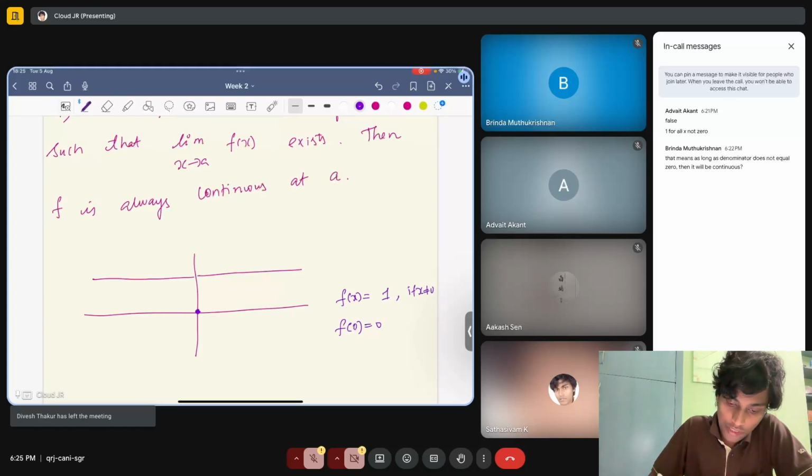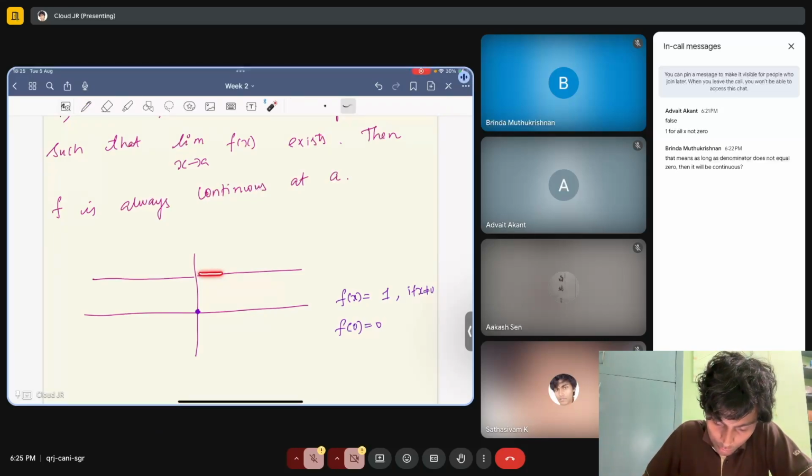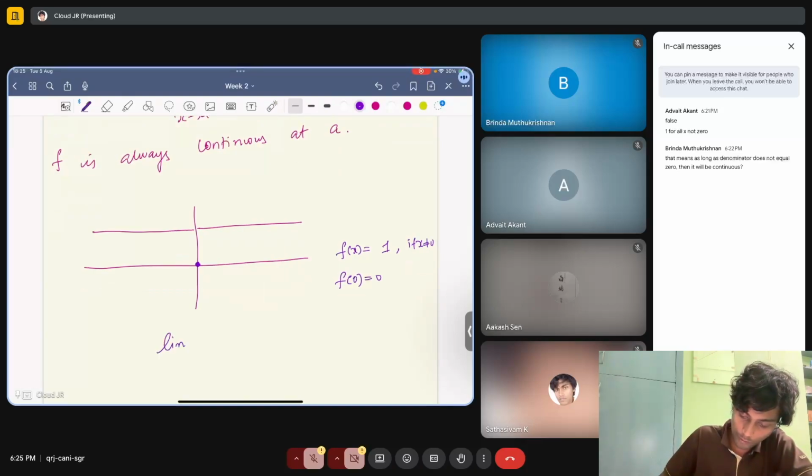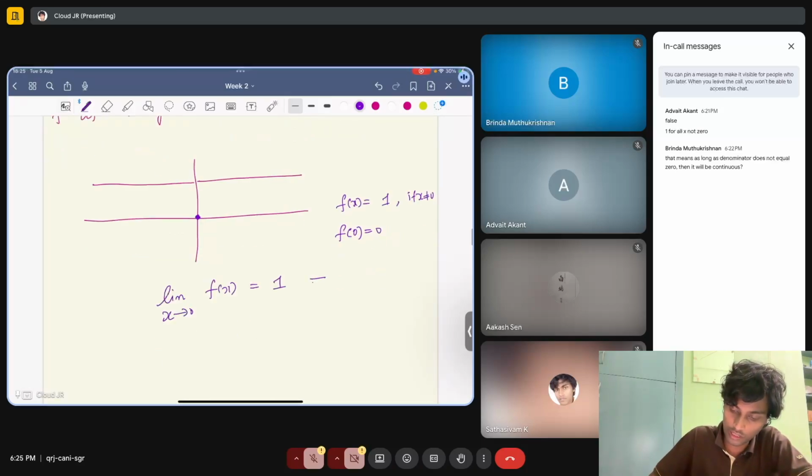The existence of the limit tells you what is happening as you come closer and closer to this point, closer and closer to 0. It does not capture what exactly happens at that point. Continuity also captures what happens at the point itself. So if you look at the limit as x tends to 0 of f of x, the limit is 1, which is not equal to f of 0. Thus this function is not continuous.